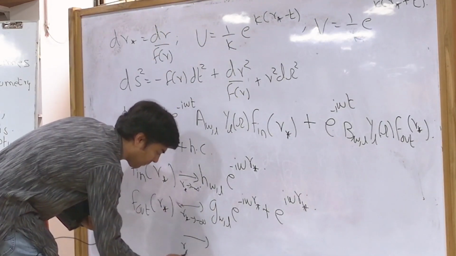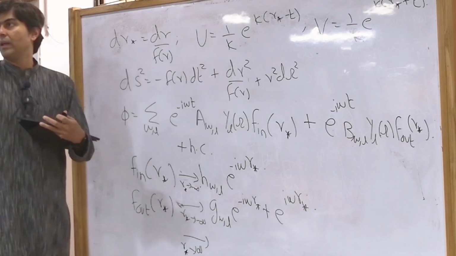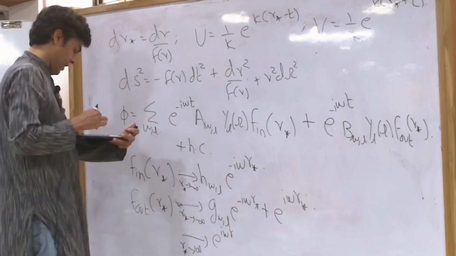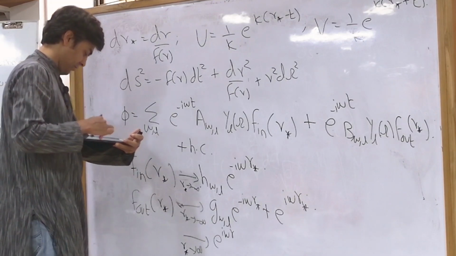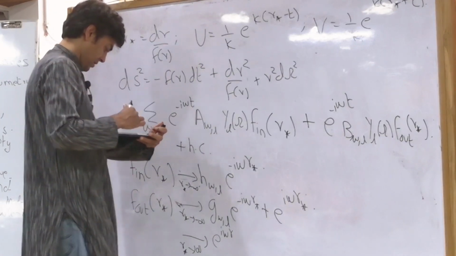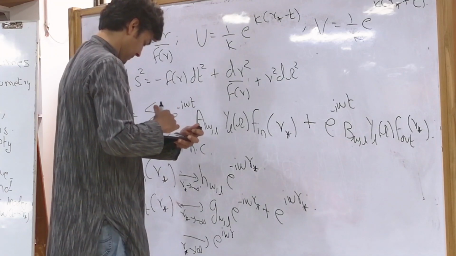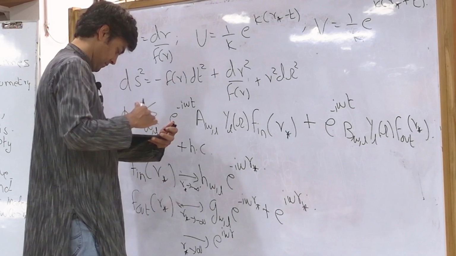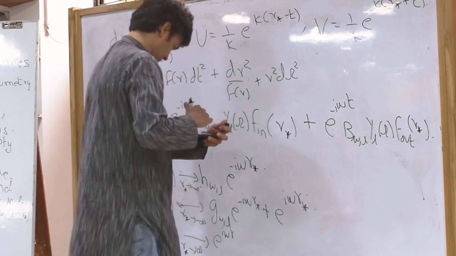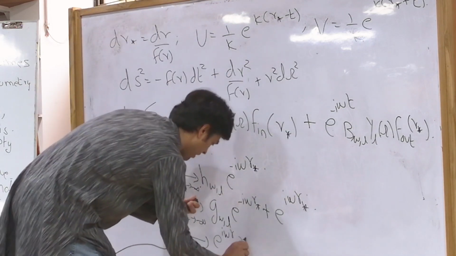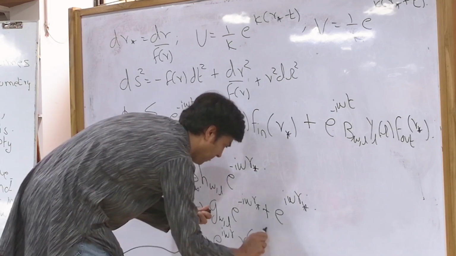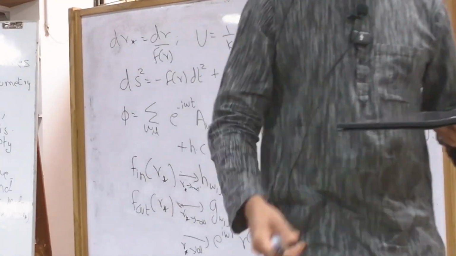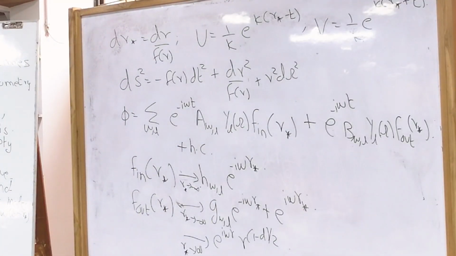when r star goes to plus infinity, it goes to simply e to the i omega r by a factor of r to the 1 minus d by 2. This factor is not important. What's important is that, in 4 dimensions, this would be e to the i omega r by r. It's just the outgoing spherical wave.